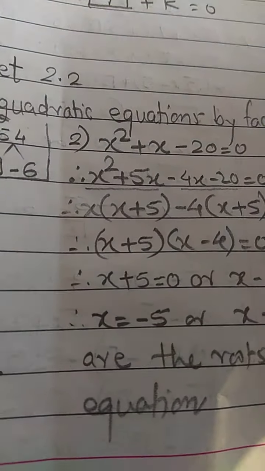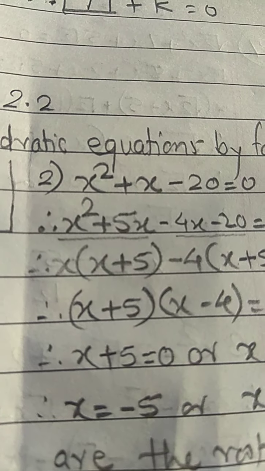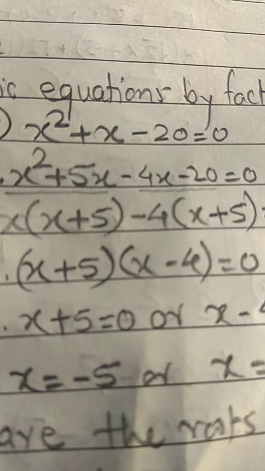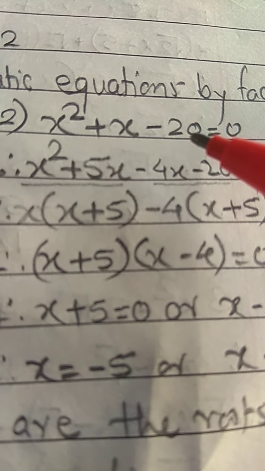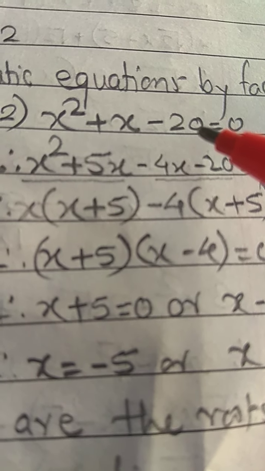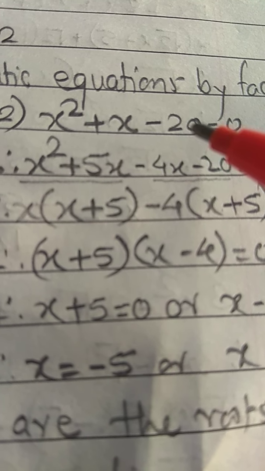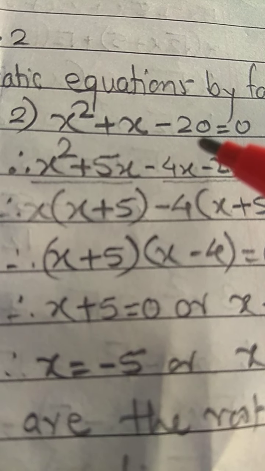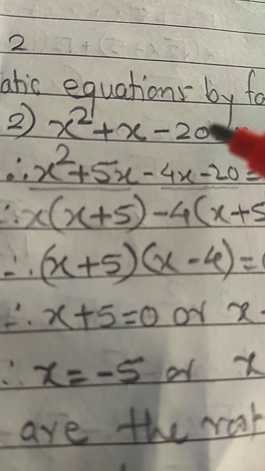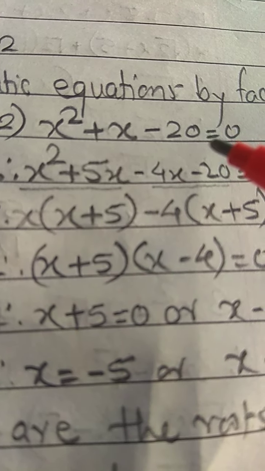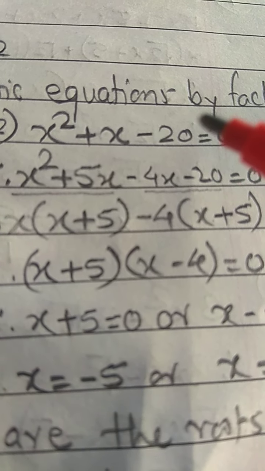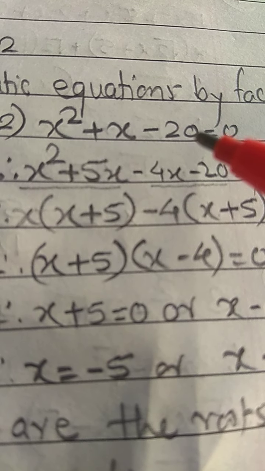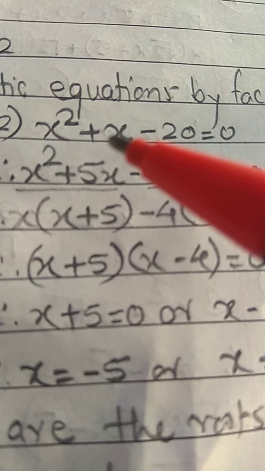Now, second one, x square plus x minus 20 equal to 0. Now, the product here we want is minus 20. If the product is minus, then you have to give different signs to the numbers. If different signs are there, then subtraction will take place. As subtraction is going to take place, we will find the numbers such that their product is minus 20 and their subtraction is plus 1.